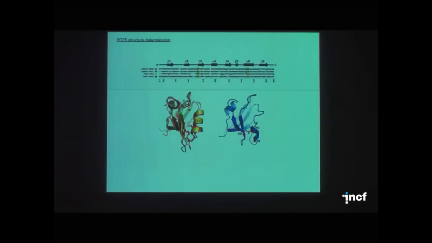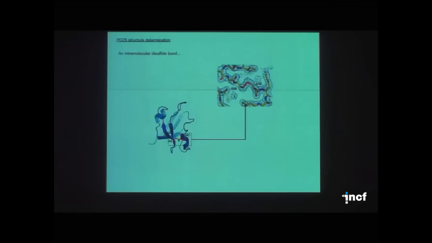The reason for this distortion was also obvious in the structure. If you look in the electron density, in the core of the protein, the middle of this protein, there's an intramolecular disulfide bond. A cysteine that emerges from this helix and one from the third beta strand form this clear disulfide interaction.